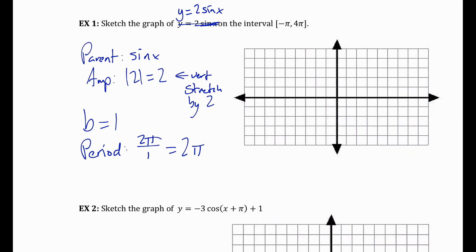On a related note, coming up with left and right endpoints for a single wave, I'm going to do bx minus c equals 0 and bx minus c equals 2 pi. Well, for our equation, b is equal to 1, so it's just really x, and then the c value is 0, so it's really x equals 0 and x equals 2 pi. So for this specific one, we're going to have a beginning of a wave at x equals 0 and an end of a wave at x equals 2 pi.